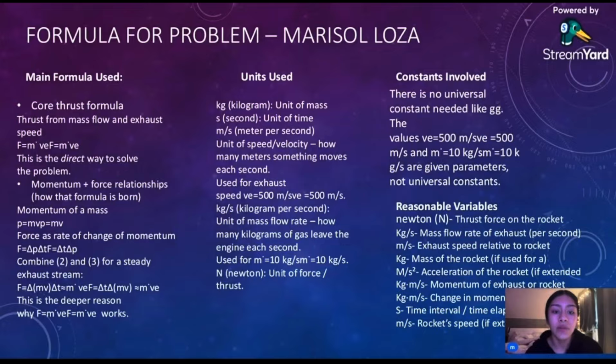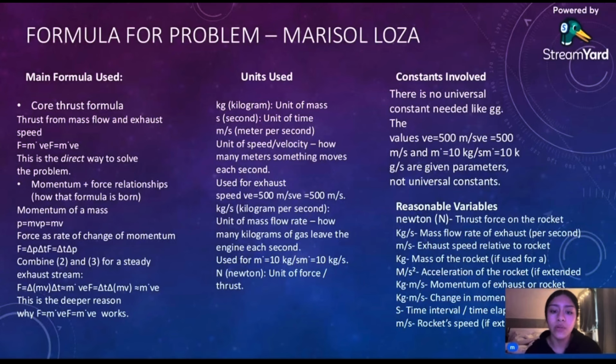kg/s, kilogram per second, unit of mass flow rate, how many kilograms of gas leave the engine each second. Used for m equals 10 kilograms per second. And newton, unit of force or thrust. Constants involved: there's no universal constant needed like g. The values VE equals 500 m/s and m equals 10 kilograms per second are given parameters, not universal constants.